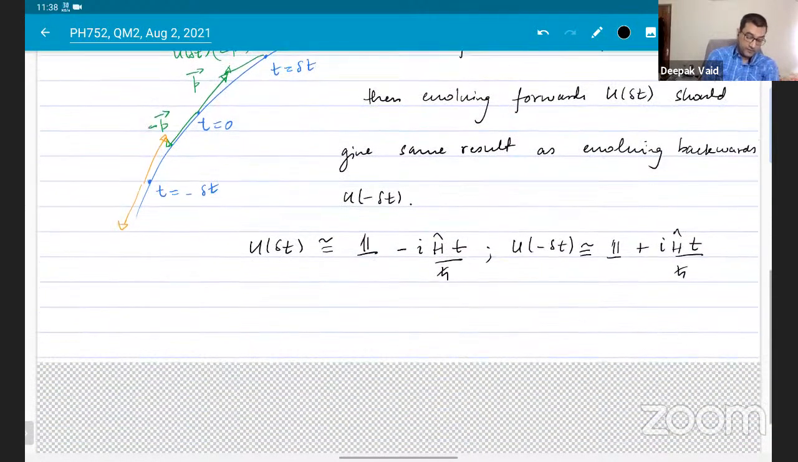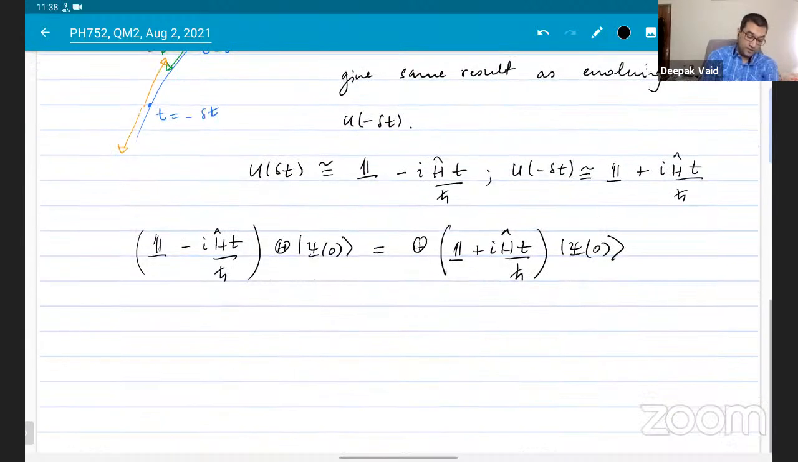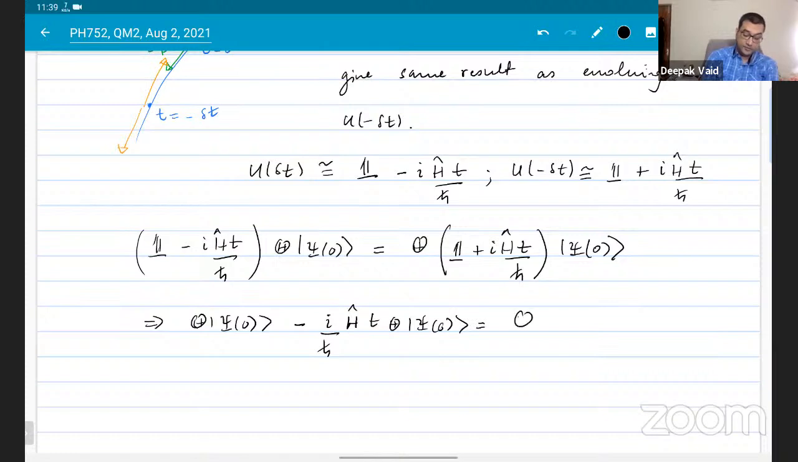So we can work it out explicitly. It's not very difficult. On both sides, you will get one factor of theta multiplied by psi 0, then minus i over h bar, H hat t, and then theta psi 0, equal to theta psi 0 plus i. Now here we have to be careful, and I will keep the order of all the terms exactly the same. So now these two terms cancel out, they're the same.